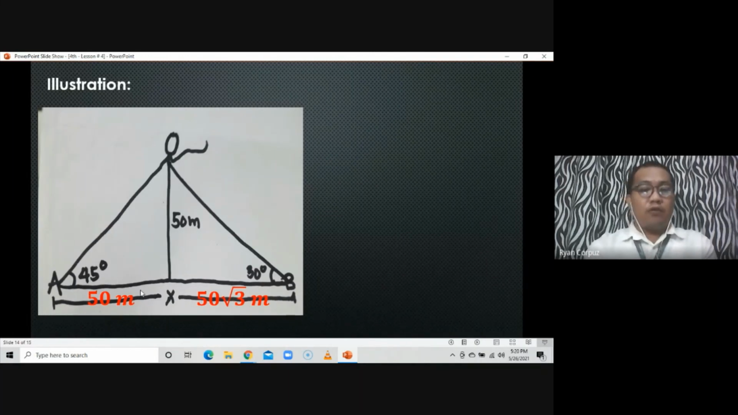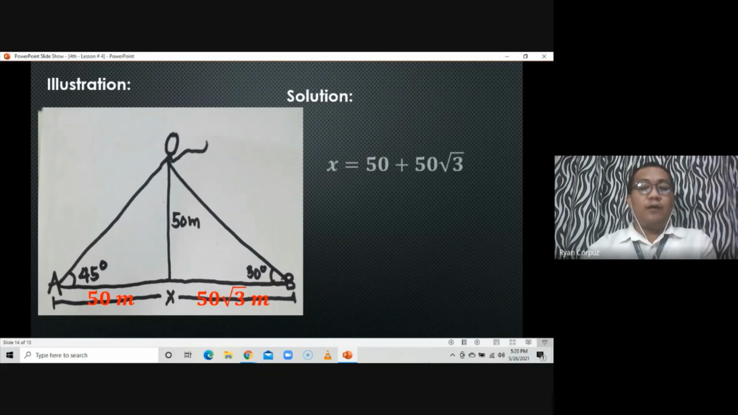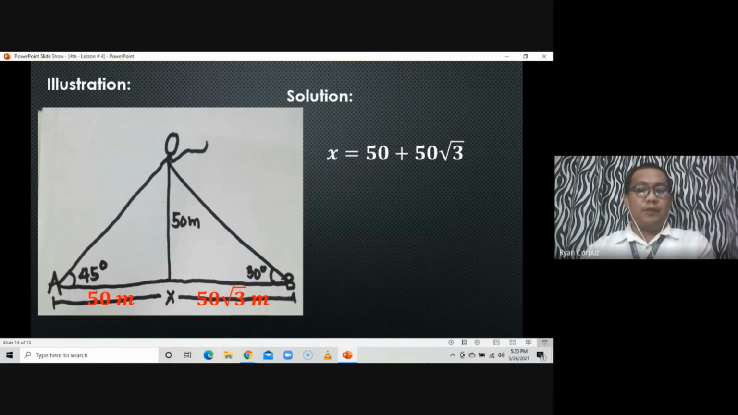So nakuha na natin yung measure ng side na to, tsaka yung measure ng side na to. So ibig sabihin, makukuha na natin yung distance from point A to point B, yung maximum distance from observer A to observer B. So our solution, we just have to add the two. So the x now is equal to 50 plus 50 square root of 3.